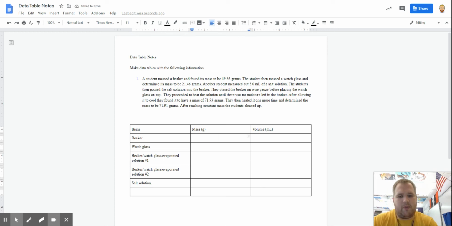Now it's time to fill in our masses. So looking at our numbers, we had 49.86 for the beaker. For the watch glass, we had 21.46. After heating number 1, it was 71.93. After heating number 2, it was 71.91. And we only have a volume for this one of 5.0.